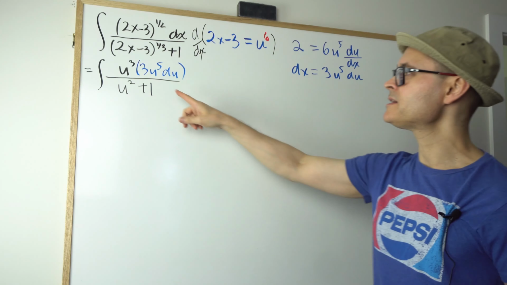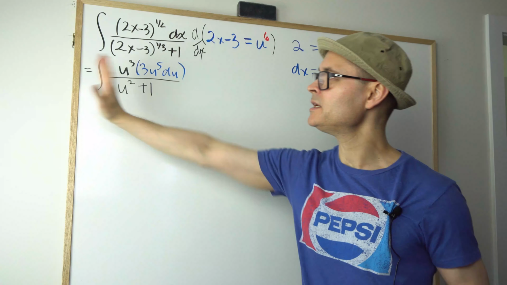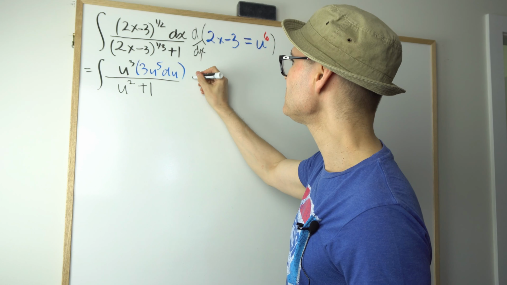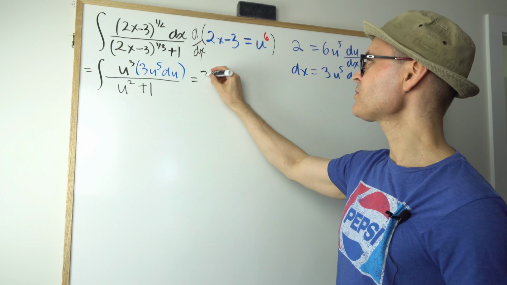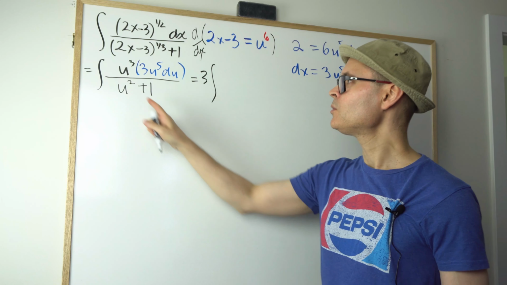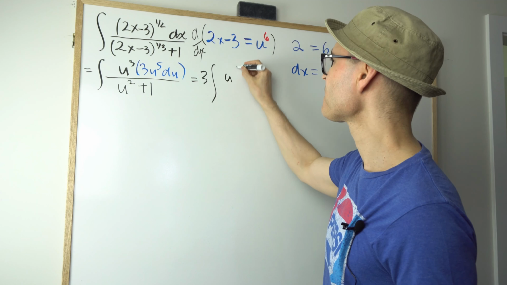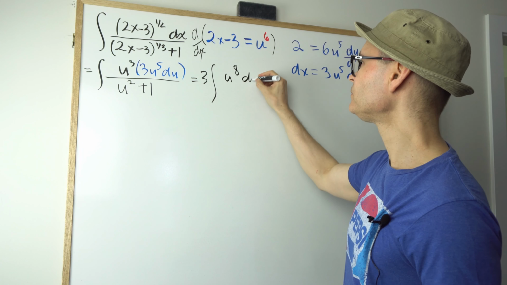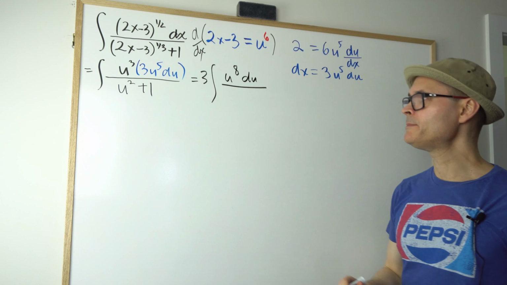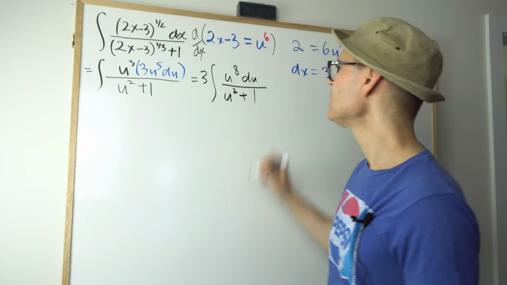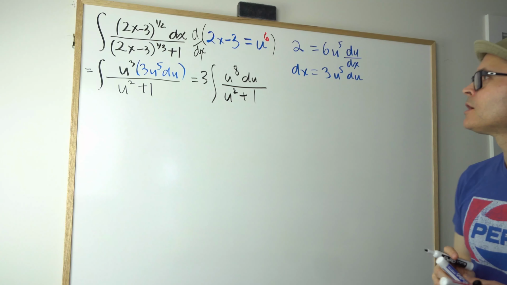Okay, I'm just going to clean this up a little bit. The 3 is a constant. It can come out of the integral. So that's going to be equivalent to 3 times the integral. Well, there's u to the 3 times u to the 5, which is u to the 8, du, divided by, well, u squared plus 1. u squared plus 1. Not much that I can do there.